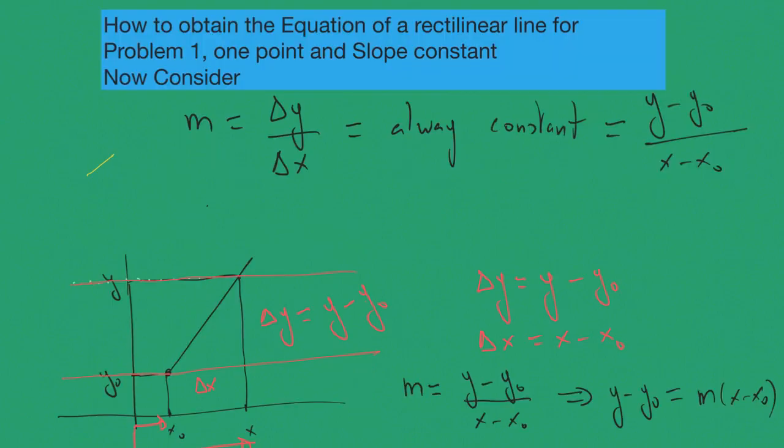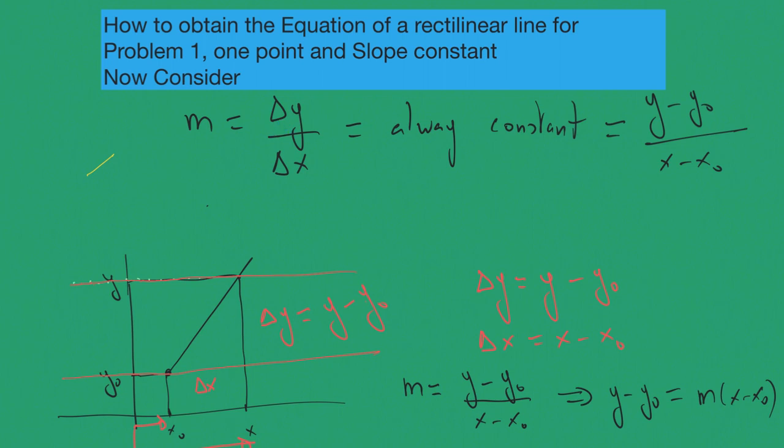So now let's analyze the equation of the rectilinear line. How do we obtain the equation of a rectilinear line in problem 1, when they give me the slope and 1 point? The slope is delta y divided by delta x. The essential point here is that m is constant. So if m is constant, whatever points I choose, x and y, and x0 and y0, m will be constant for all x, and delta y and delta x will be constants.